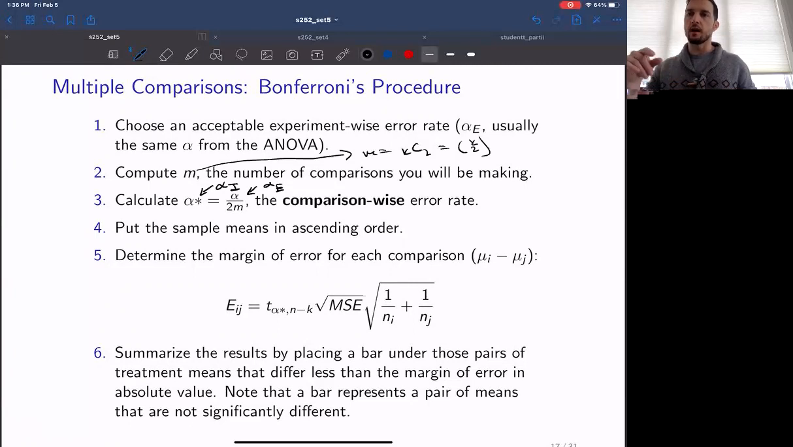Again, I should mention that the only reason we would do a multiple comparison is if we reject the null hypothesis of the ANOVA. If we run an ANOVA and we do not reject the null, we don't have to perform multiple comparisons because the ANOVA has already given us evidence that the means are equal. So there's no purpose in searching for differences if we have evidence that all means are equal.